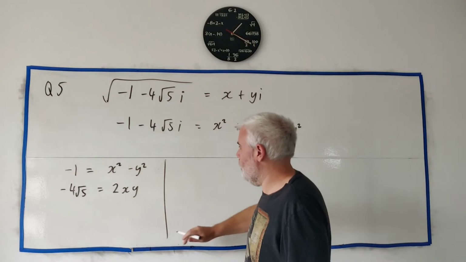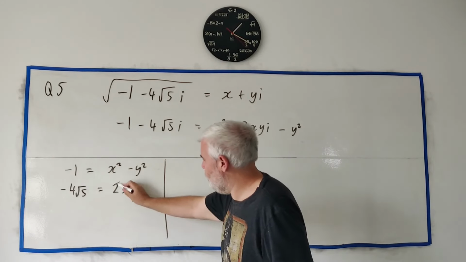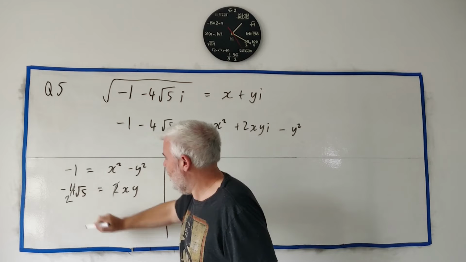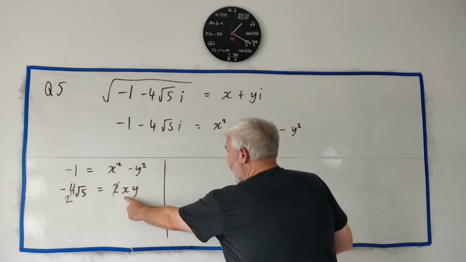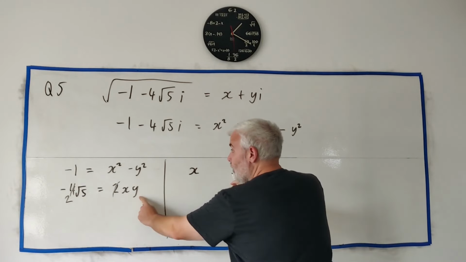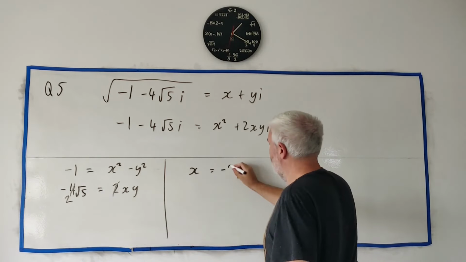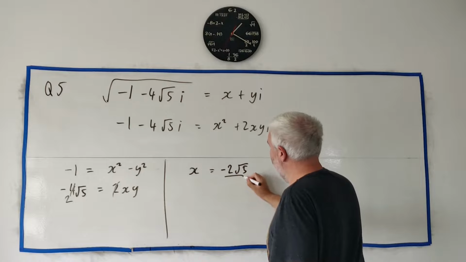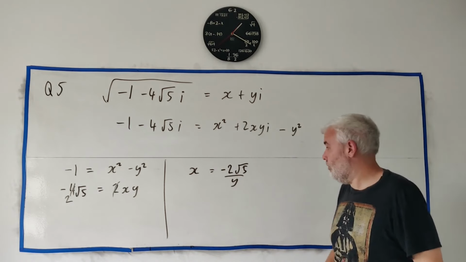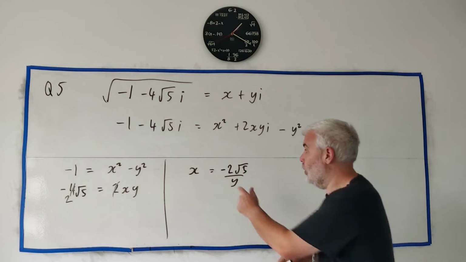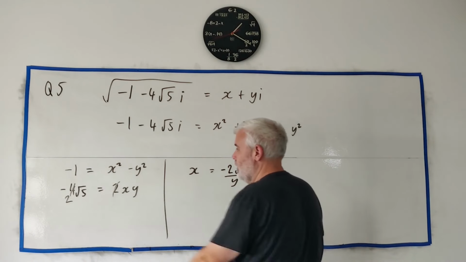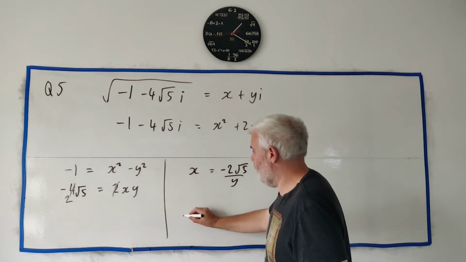So I'm going to take this second term here. Oh, sorry, first divide both sides by 2. Now I'm going to take this x and put it on its own. Basically, I'm going to divide both sides by y. This side becomes -2 square root 5 divided by y. I've got x on its own. I'm going to put this x into this equation. Well, let's just do that right now.